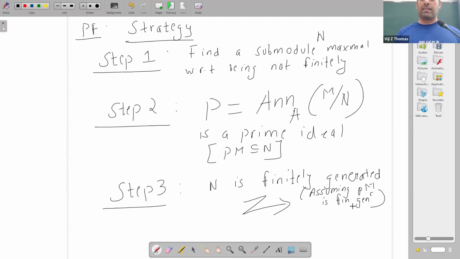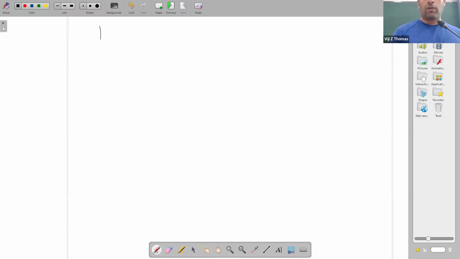So this was just strategy. I have not started the proof. Even though I wrote the proof here, let's delete this. This is not the beginning of the proof. I just wanted to discuss what are the things that we'll try to do. We'll just follow these three steps. Okay, so let's begin the proof. So, proof.